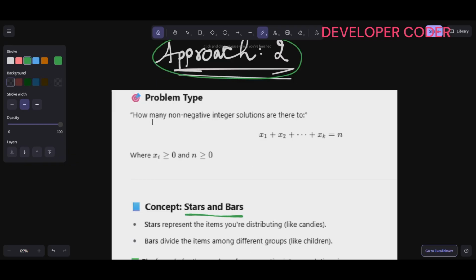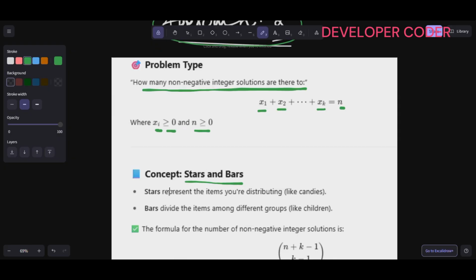Okay, so let's read the problem type first. How many non-negative integer solutions are there to x1 plus x2 plus ... plus xk, where this sum should be equal to n, where each xi should be greater than or equal to 0 and n is also greater than or equal to 0? Here these stars represent the items you are distributing, like candies, and bars divide the items among different groups, like children.